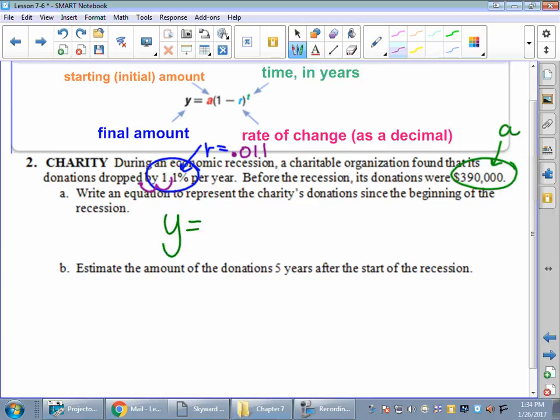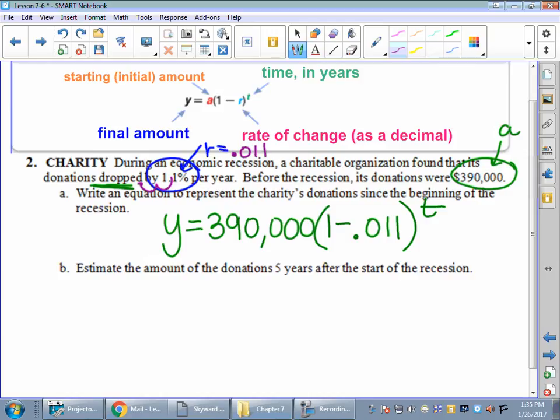So I'm going to have y equals a, 390,000, parenthesis, 1 minus, because it's decay, it's subtracting. Clue words for this: dropped, decayed, decreased, getting smaller. Anything that says it's getting smaller says we should use decay. So 1 minus 0.011, and that will all be to the t power because we don't know t yet. However, it says in part B to estimate the amount of the donations 5 years after the start of the recession. So now I know what I'm going to use for the t. No tricks in this one because it just flat out says 5 years, right?